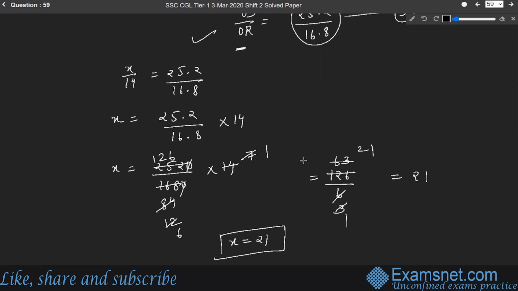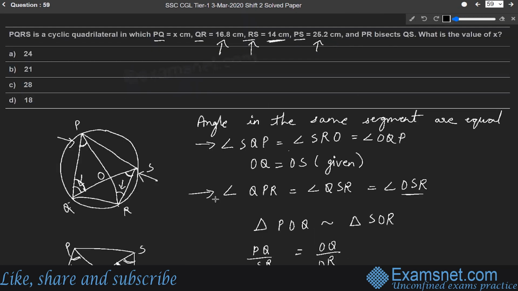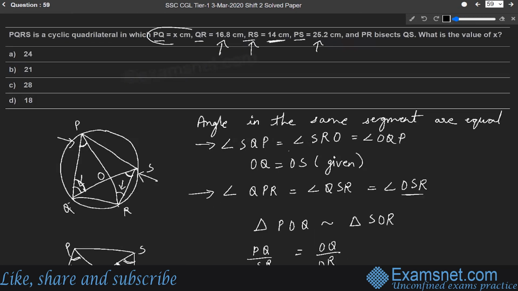But what is x? X is the side of the quadrilateral, which is PQ. Okay. What is PQ? It is x centimeter. So we can say that PQ is x centimeter. What is the value of x? 21. So we can say that PQ is equal to 21 centimeter.